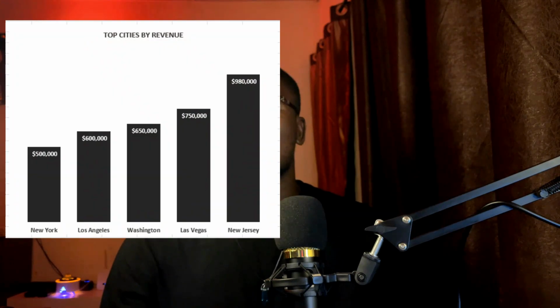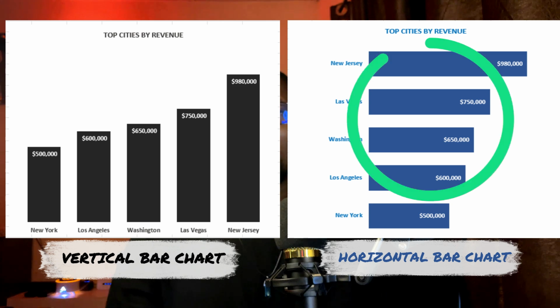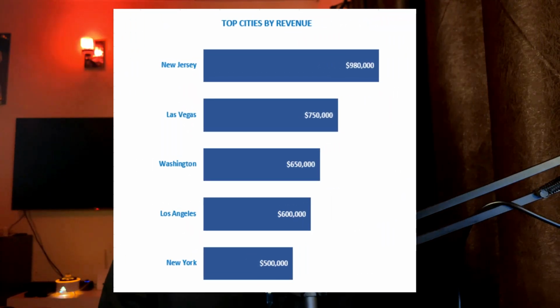So if you look at these two charts here now, this is both the top 5 cities by revenue. You will see that looking at the horizontal bar chart, it makes a whole lot more sense. It makes it easier to understand because you quickly get the idea of the order, the ranking, from the horizontal bar chart. So for the case of top performers and bottom performers, a horizontal bar chart is very, very effective. Then that's for the bar charts.